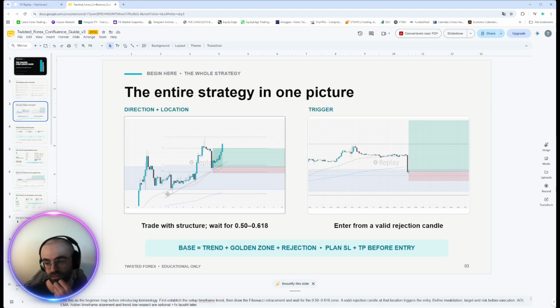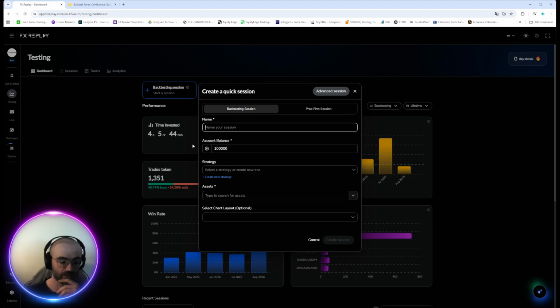Other confluences we like are an EMA. We like EMAs, we like trend lines, we like areas of interest as bonus confluences. But the most important thing is pro-structure, like pro-trend, doji confirmation basically, and ideally also in the fib level, like in the golden zone. That's basically the main thing about the strategy. Very simple.